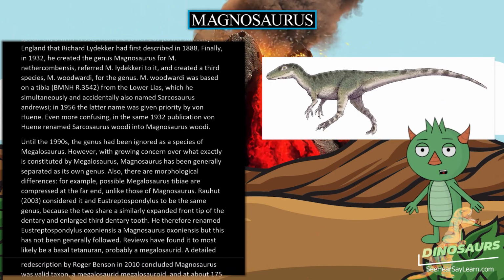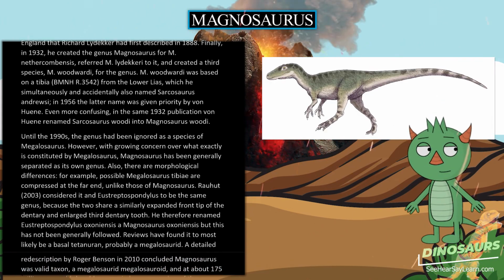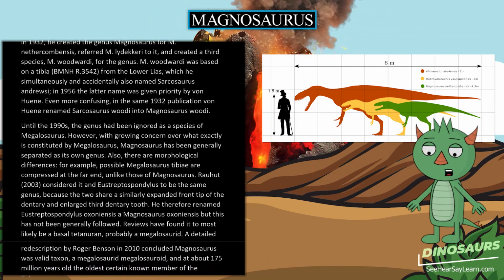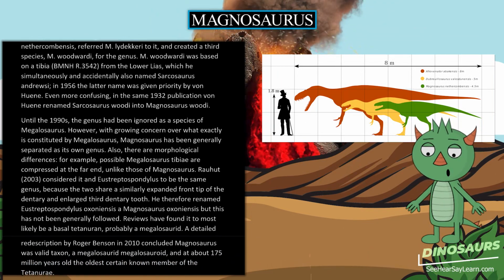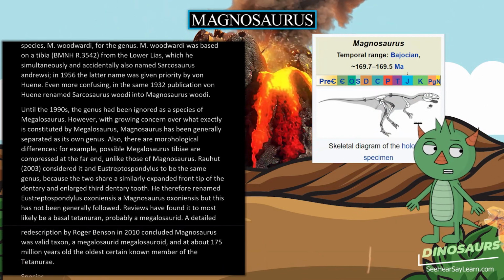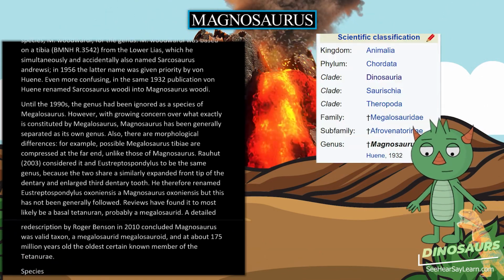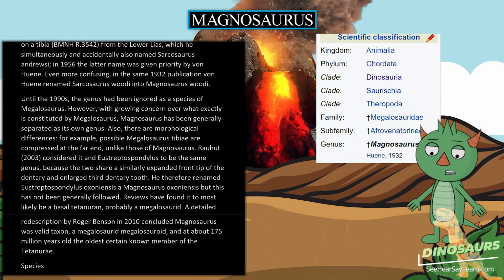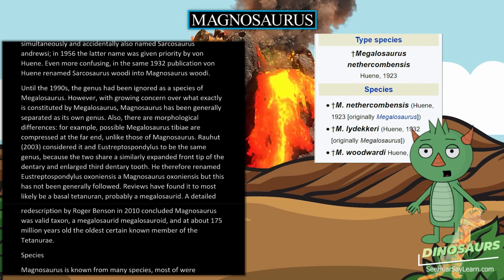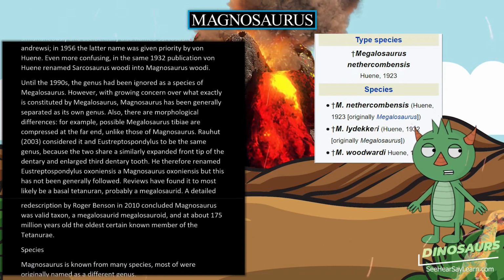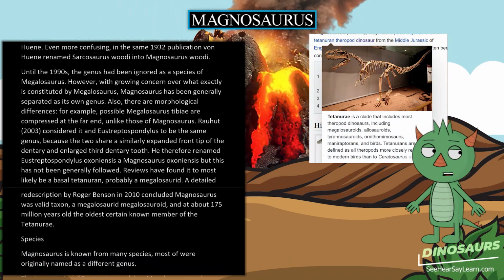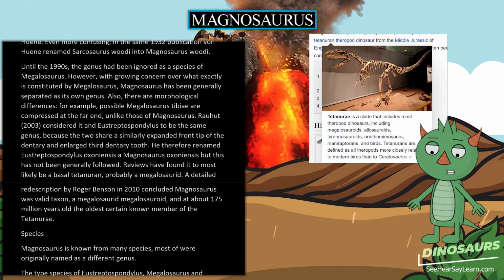Also, there are morphological differences. For example, possible Megalosaurus tibiae are compressed at the far end, unlike those of Magnosaurus. Rauhut, 2003, considered it and Eustreptospondylus to be the same genus, because the two share a similarly expanded front tip of the dentary and enlarged third dentary tooth. He therefore renamed Eustreptospondylus oxoniensis as Magnosaurus oxoniensis, but this has not been generally followed. Reviews have found it to most likely be a basal tetanuran, probably a megalosaurid.